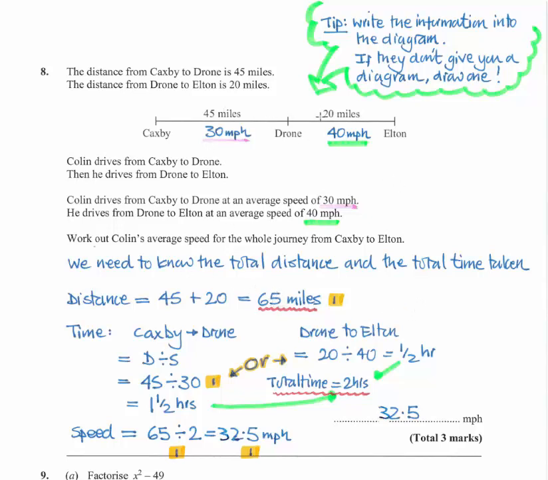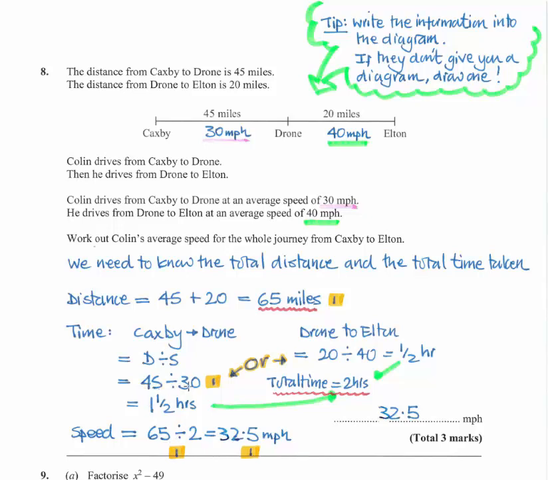And we need to work out what the time's going to be. Well, how would we do that? Well, this journey is 45 miles, and we're driving at 30 miles an hour. So the time is going to be distance divided by speed, which is 45 divided by 30, which is 1.5.